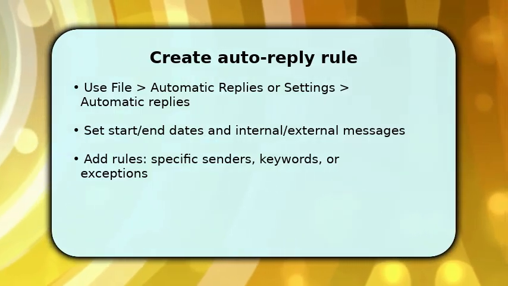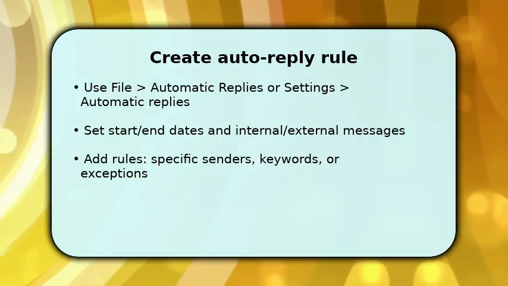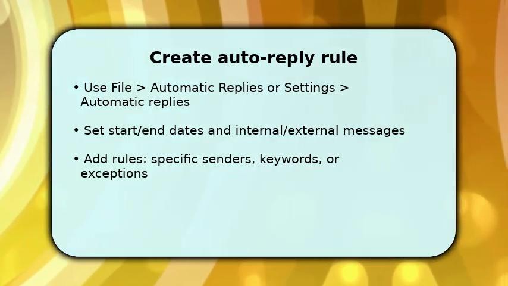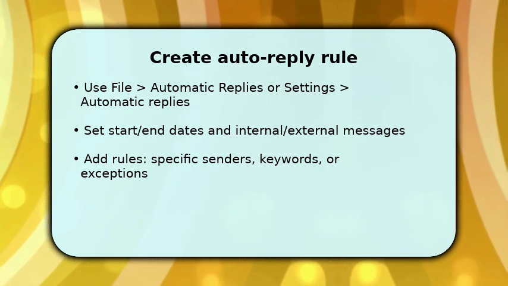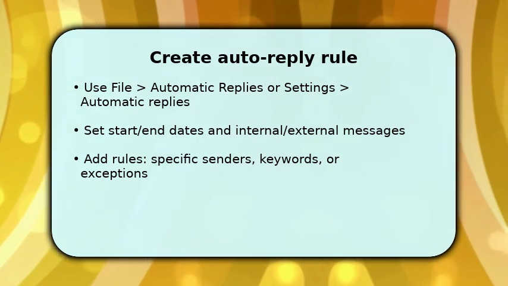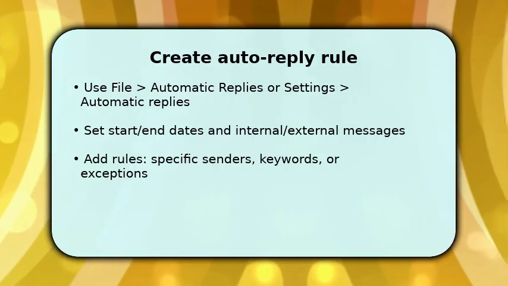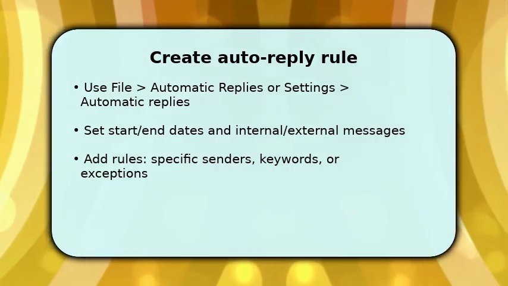Next, add rules or exceptions if needed. Limit to specific senders, mailing lists, or keywords to prevent loops. Make sure to test by sending from another account so you confirm both. Finish by saving or turning on the automatic reply and immediately verify functionality.